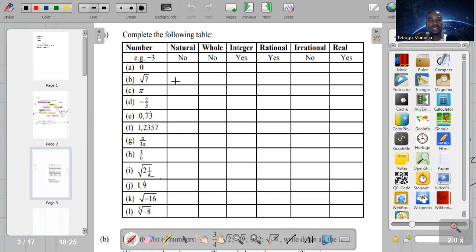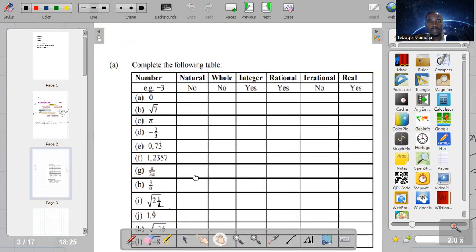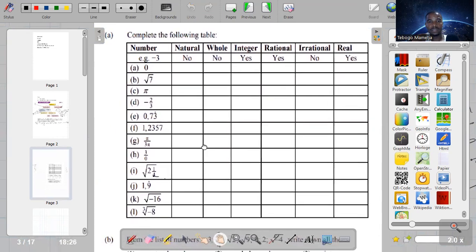Yeah, guys, you can see on the next slide, they say complete the following table. Let me drag it this side. So we are going to classify these numbers in the first column. Either they fit into natural numbers or not, qualify as whole numbers or not, qualify as integers or not, qualify as rational or not, qualify as irrational or not, or qualify as real numbers or not.